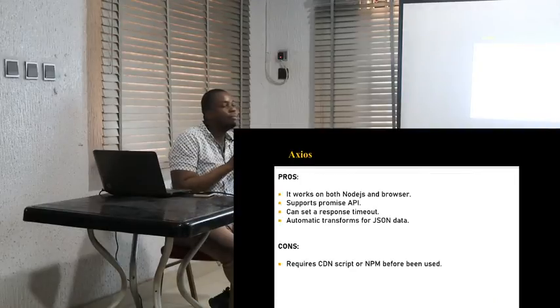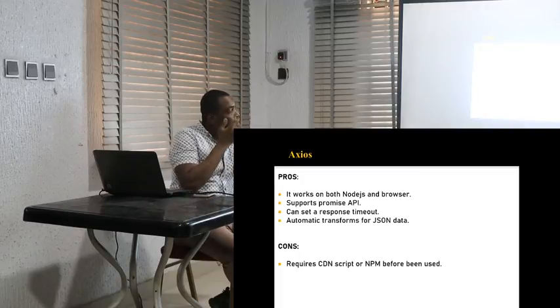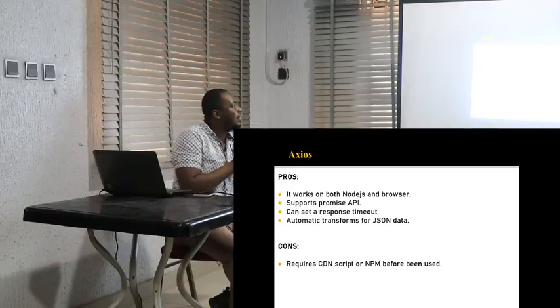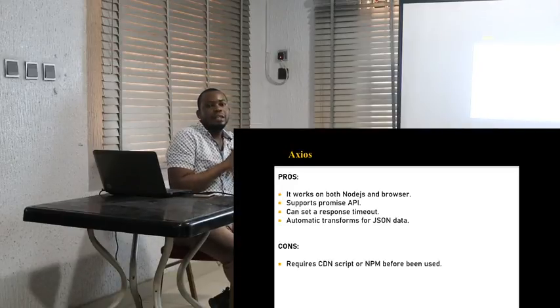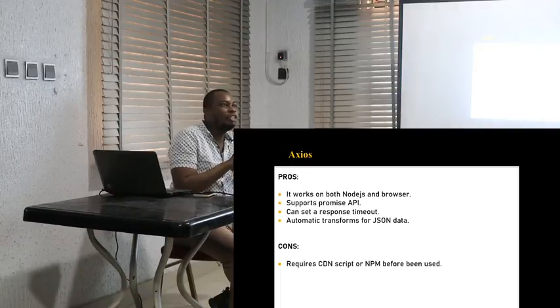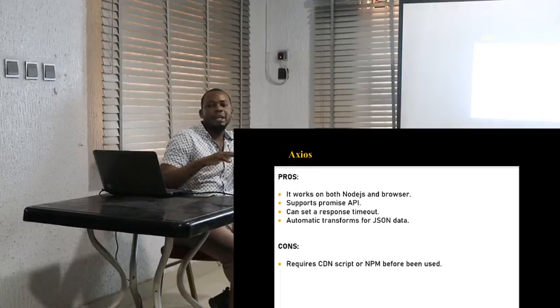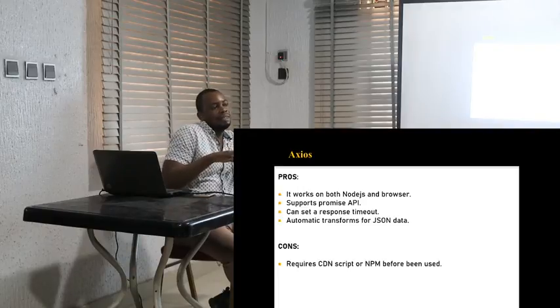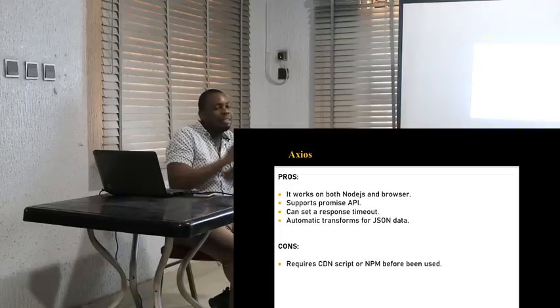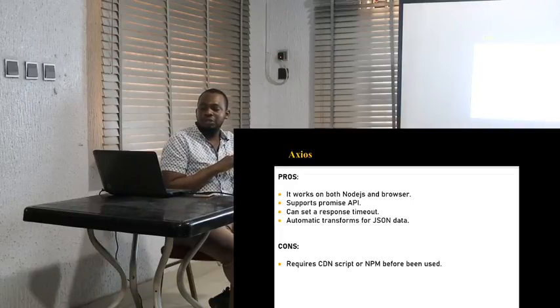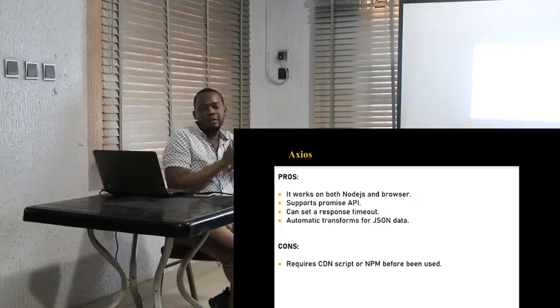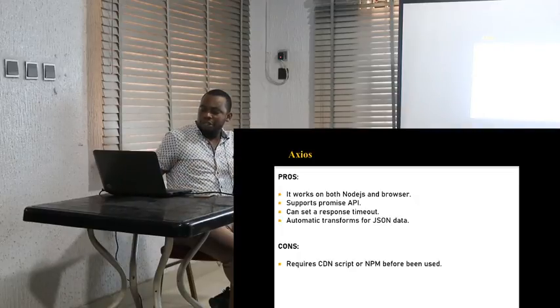Frameworks like Vue and a runtime environment like Node.js also support this Axios. And you can also set a timeout. Like you can say, okay, I'm sending this message, but I want it to be delivered within a certain amount of time. If the request doesn't come in within that time, please cancel the request. So it gives you that option, and it automatically transforms the response to JSON data. JSON data is like an array of information.